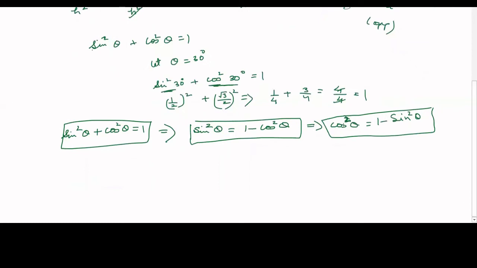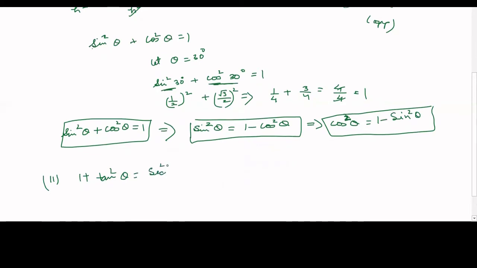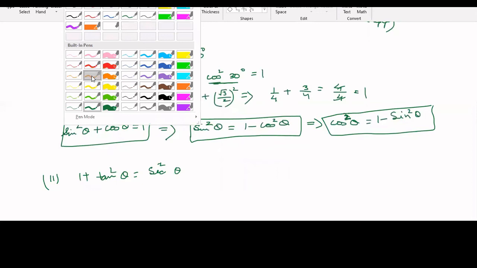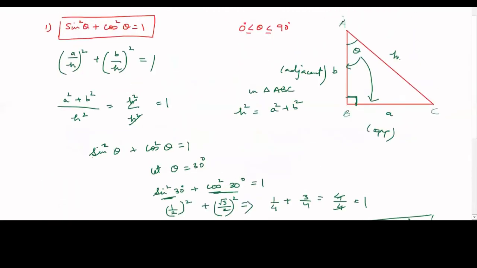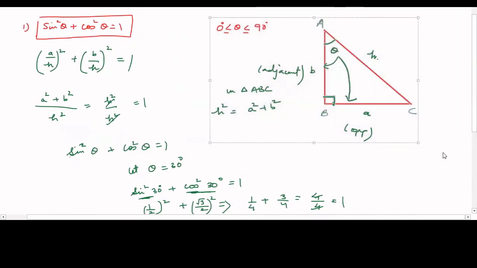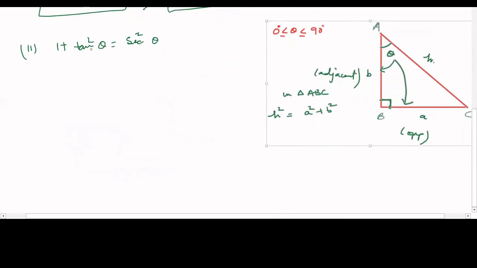Let's check the second identity. Our second identity is 1 plus tan squared theta gives us sec squared theta. We refer back to our right angle triangle, which is this. I'll put this down here. So my 1 plus tan squared theta is sec squared theta.